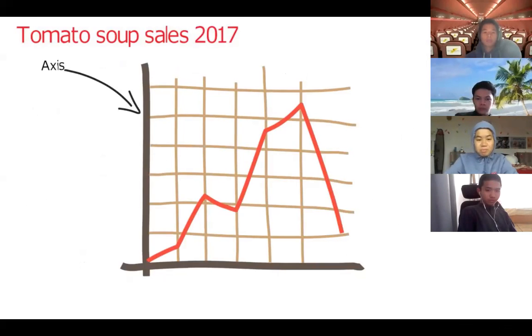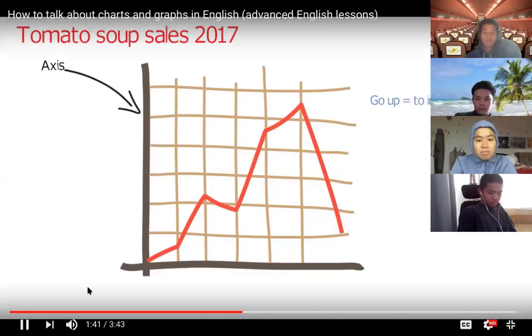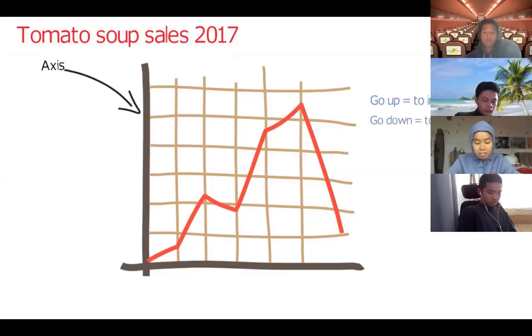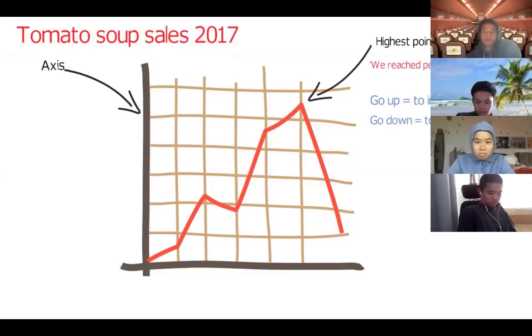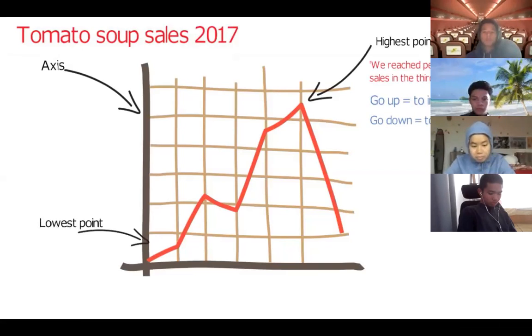If the line or bar is going up, then you can say that tomato soup sales are increasing or growing. If it's going down, then it is decreasing or falling. The highest point is called a peak. For example, we reached peak tomato soup sales in the 3rd quarter of 2017. The lowest point is normally only called the lowest point.